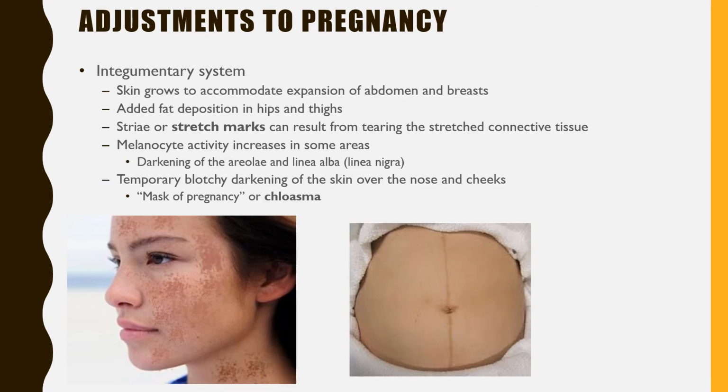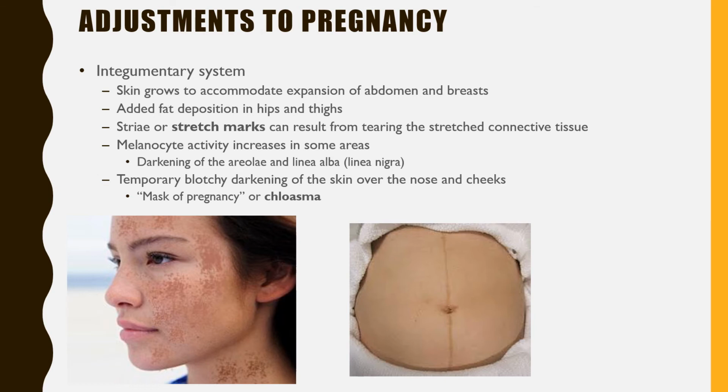And then in the integumentary system, as the fetus is growing, it's going to be stretching the skin. So the skin's going to have to grow to accommodate the expansion of the abdomen as well as the breasts. And so we sometimes get stria or stretch marks that can result from tearing due to the growth. All right, basically overstretched connective tissue. Added fat deposition in the hips and thighs, again due to higher levels of estrogen and so on.